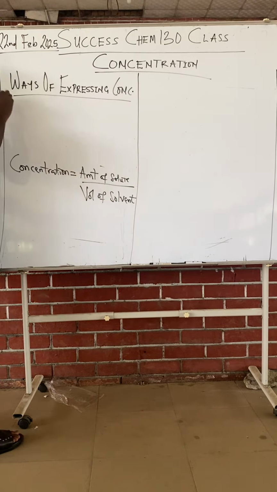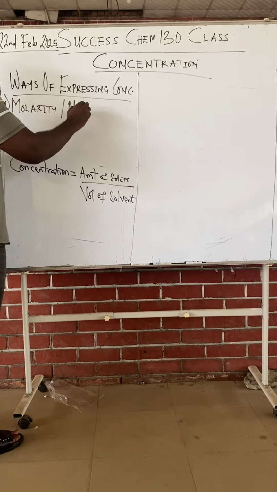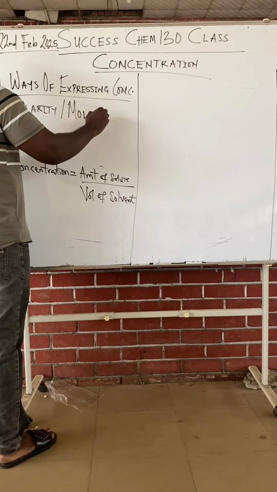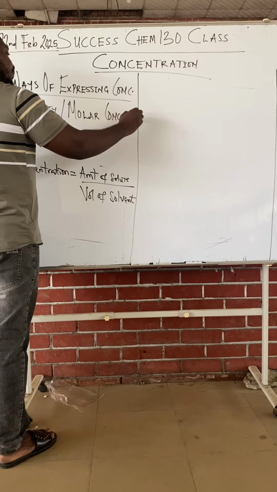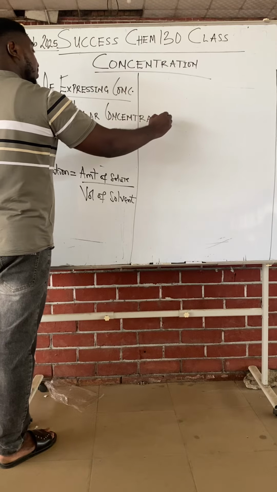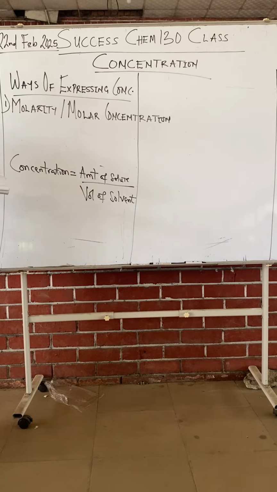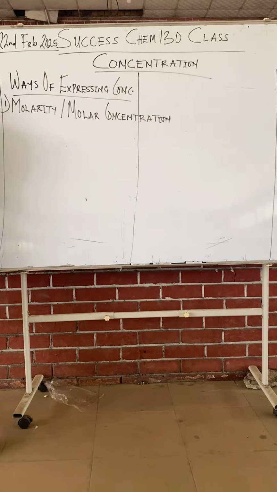Class, number one, we have molarity. Molarity, also known as molar concentration. Molarity, also known as what? Molar concentration. Class, each of the different ways has its own formula.